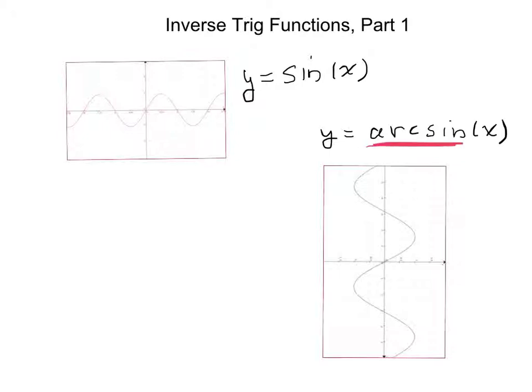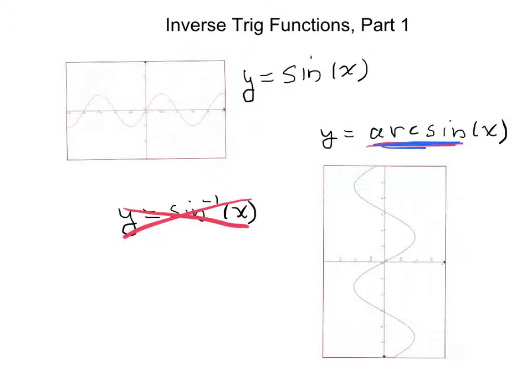Many books, unfortunately, will write it like this, and I frankly don't like that notation. It's confusing. It might make you think that it means 1 over sine of x. So this notation is much easier to understand. It's simply the inverse of the sine function. And as we said before, it fails the vertical line test, so this is clearly not a function.